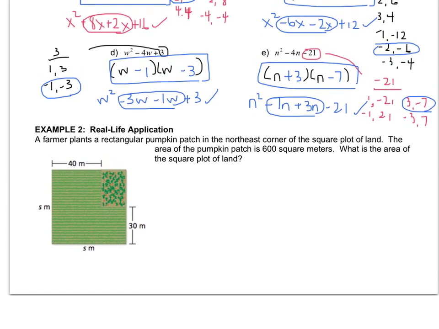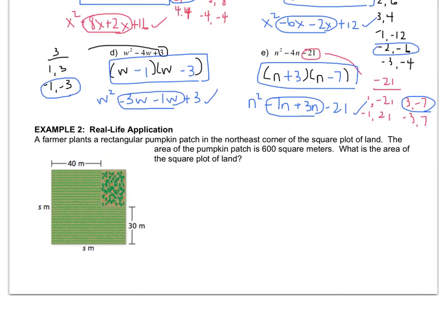Last one together, example 2. Read it, pause the video, read it, then play when you're ready to do it. So what they're telling me is that this section right here has an area of 600. The whole length is S, and in order to find the length and width of the pumpkin patch, this is going to be represented by S minus 40, because it's the whole side minus the section that's 40. This section is represented by S minus 30, because it's the whole side, take away that 30 section.